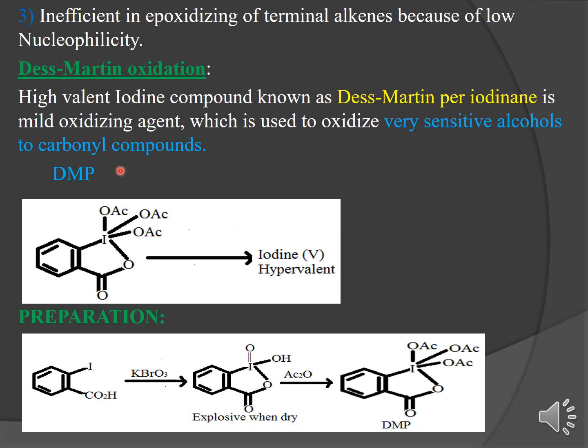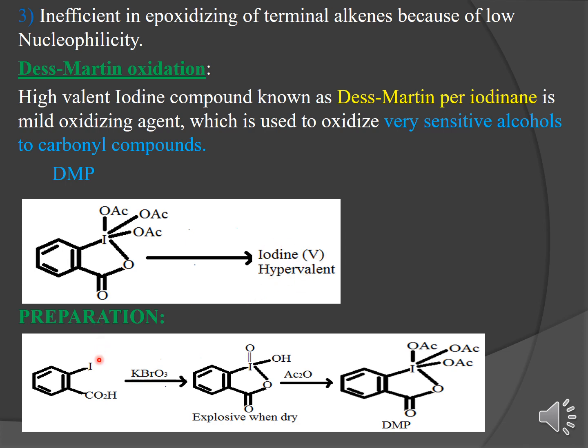It is a mild oxidizing agent, which is used to oxidize very sensitive alcohols to carbonyl compounds. Suppose you are taking OH groups, they will be oxidized to your carbonyl compound. That is the main criterion. DMP is nothing but your Dess-Martin periodinane. This is the structure of Dess-Martin periodinane. Okay, this is not a reaction; this is just an arrow to show this compound, your iodine(V) hypervalent compound.